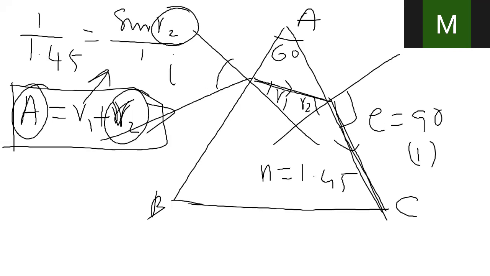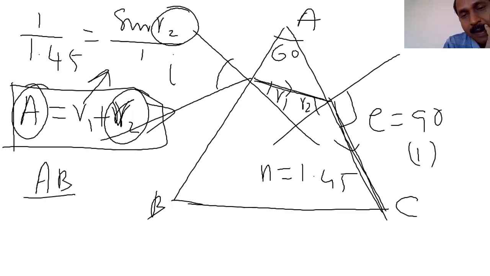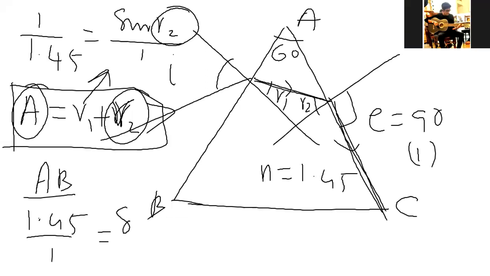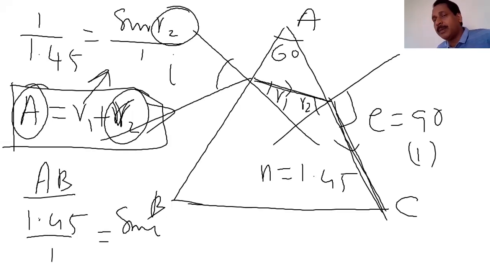If you know R1, come back to AB. How do you apply Snell's law at AB? 1.45 by 1 is equal to sine R1 by sine I. Kevin, you are still confusing me. Sine I by sine R1.